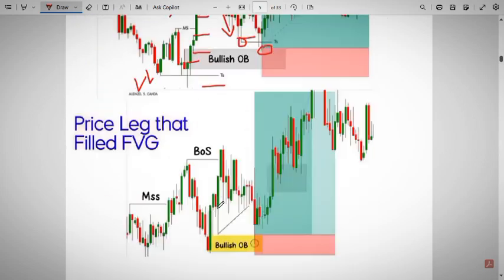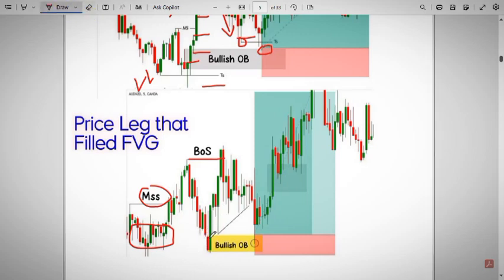Another example of a price leg that fills a fair value gap is this. Look at this. You can see here a market structure shift. Price came down into this area, the supply zone, tapped, and then went higher. We had this break of structure there. After we had the break of structure, look closely at what was formed there. Let me delete this first. You see this, this was the fair value gap there, and this price leg, this wick here, came down and filled, not swept, this fair value gap. Price filled the fair value gap.